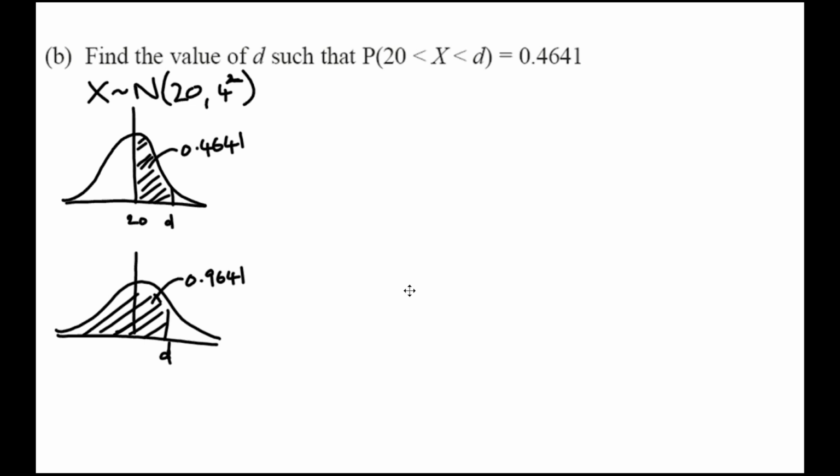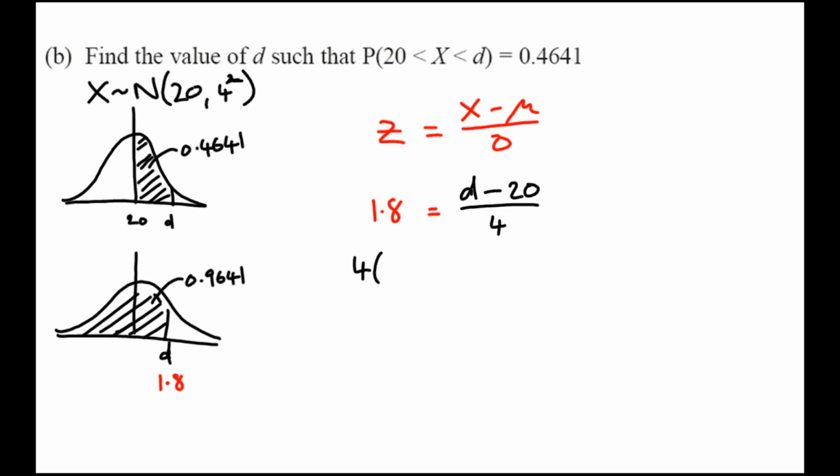Okay, so what Z-score has 0.9641 below it? That's a Z-score of 1.8. That's going to match the real world value of D, and we're going to match them through the standardization formula. Z equals X minus mu, all over the standard deviation. Z-score is 1.8, this is an unknown value D, minus 20 all over 4. So I'm going to end up with 4 times 1.8, multiplying across by the 4. Let's add on the 20, and that's going to give me my value of D. And my final answer, D equals 27.2.